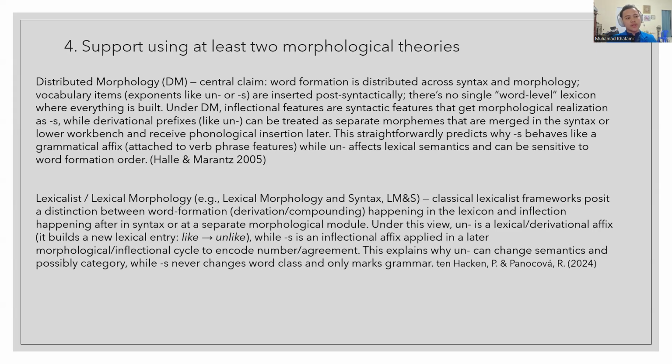Now, for the last question, give at least two supporting sources that support these morphological theories. First one is distributed morphology. Word formation is distributed across syntax and morphology. Vocabulary items, exponents like un and s, are inserted post-syntactically. There's no single word-level lexicon where everything is built from, et cetera. It is by the authors Halle and Marantz.